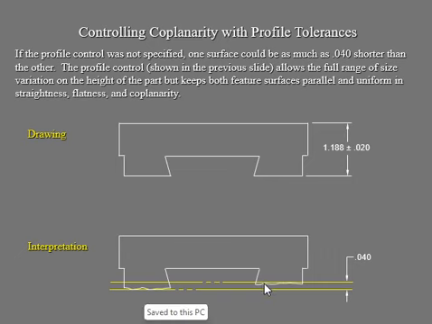Exaggerated. See how this is closer to one side of your tolerance zone, and this one is closer to the other side of the tolerance zone in your inspection. That's kind of off. So your profile control is going to allow the full range of size variation on the height of that part, but it's going to keep both feature surfaces parallel and uniform in straightness, flatness, and also coplanarity.